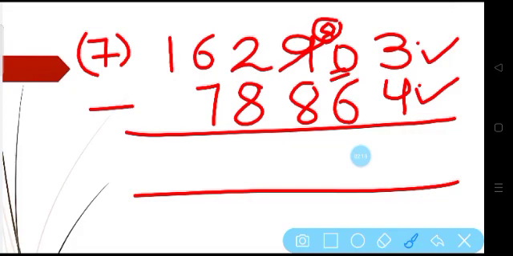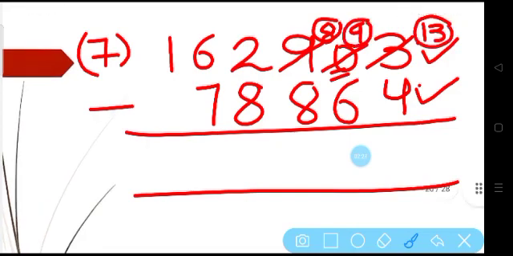So 9 will become 8. Then we will give 1 to the 0, so 0 will become 10. When we give one to 3, it will become 13, and this 10 will become 9. So 13 minus 4 will be equal to 9. 9 minus 6 will be equal to 3. 8 minus 8 will be equal to 0.